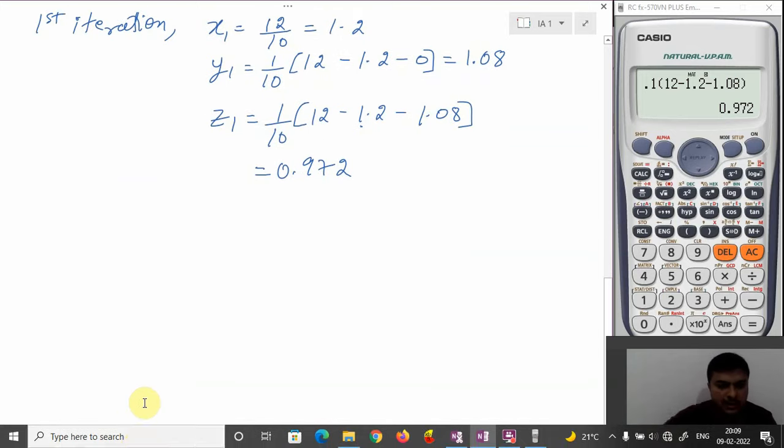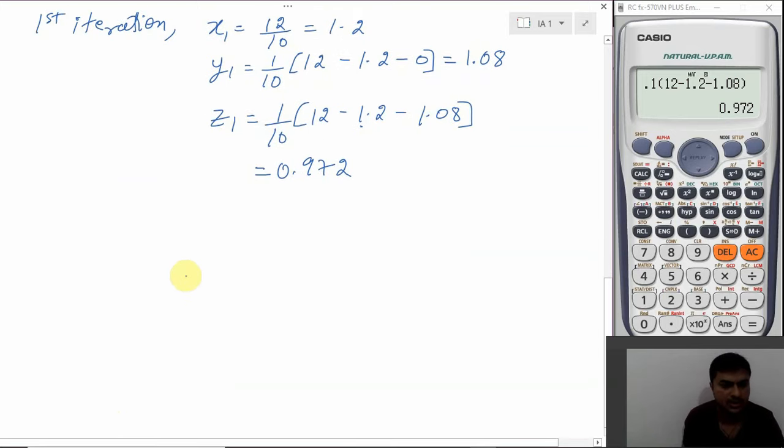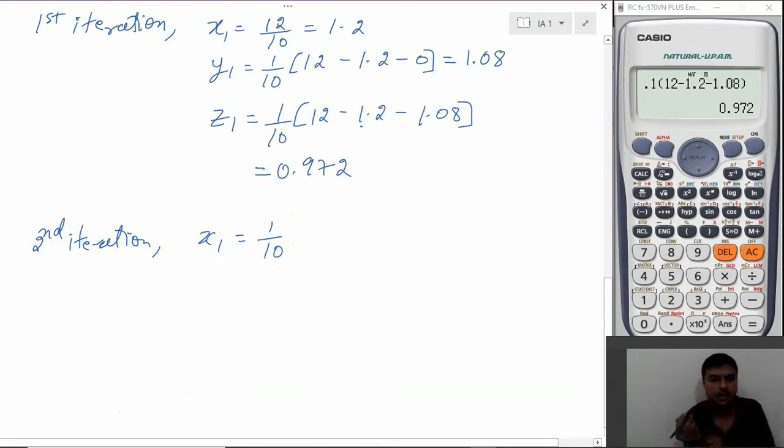Okay, so I'll just take down the next iteration, that is the second iteration. Yes, I'm going to take the second iteration, students. This is lengthier, but it's a calculation process. So x1 is equal to 1 divided by 10 as it is. Yes, 1 divided by 10 is now 0.1. So just substitute the values here. It's the bracket 12 minus the next value, 1.08 minus 0.972. So you can directly put it in the calculator.